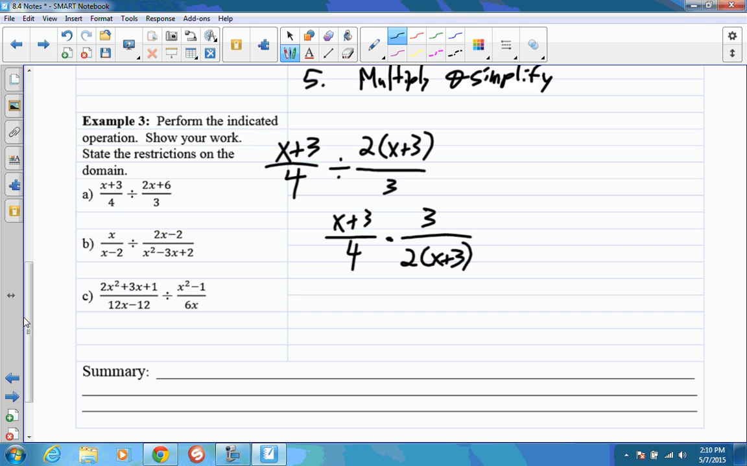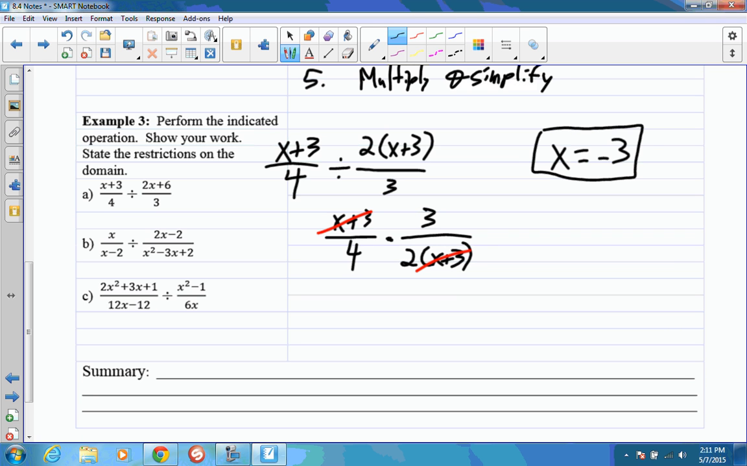So, Brent, what cancels here? Because that's step 5. Multiply and simplify. Yeah, both these x plus 3s. I didn't write the restriction. What can x not be? x cannot equal negative 3. Not 0. Where'd you get 0 from? The 2? You want to set 2 equal to 0? If there was an x there, Gigi, you'd be right. But it's not, so x cannot equal negative 3.